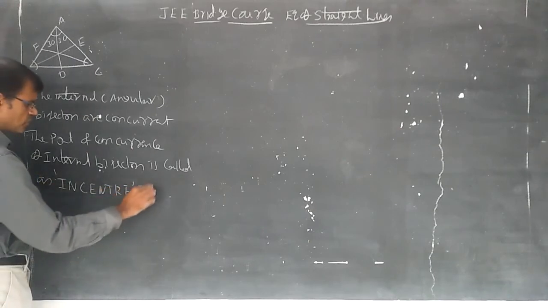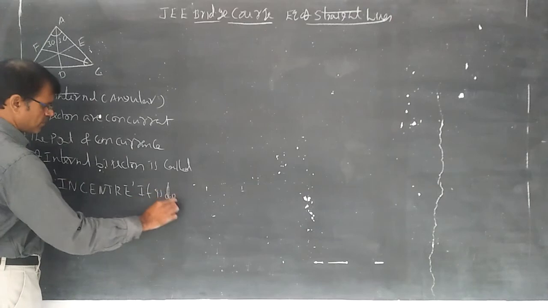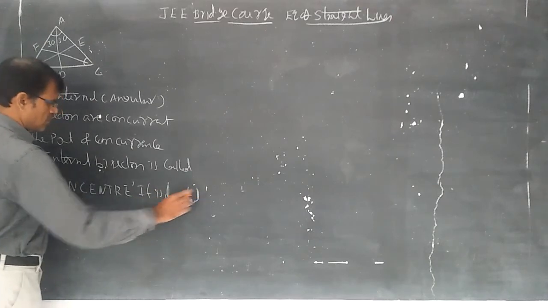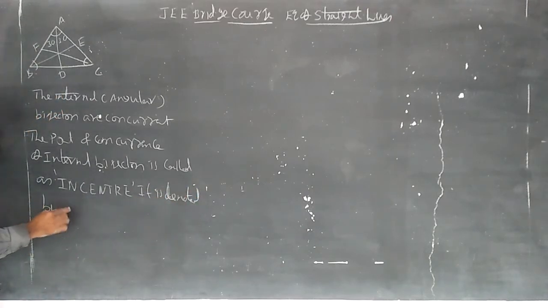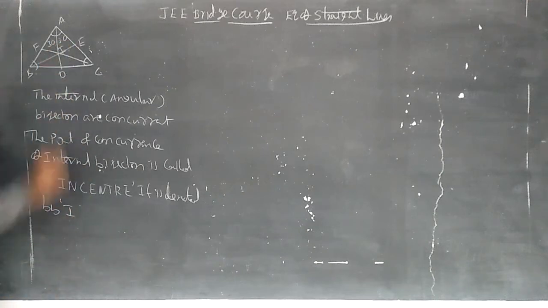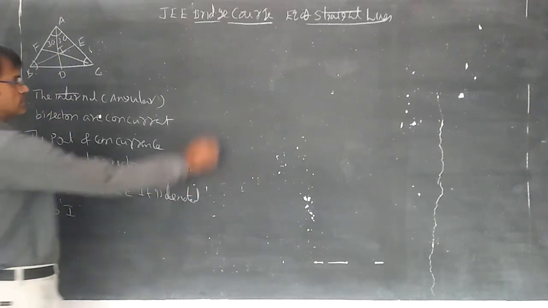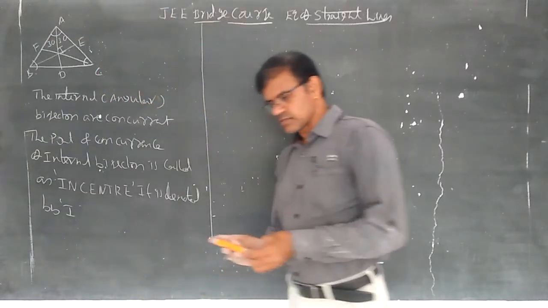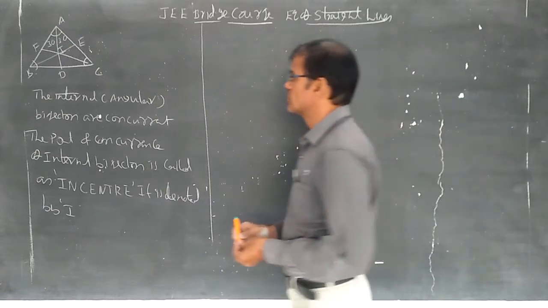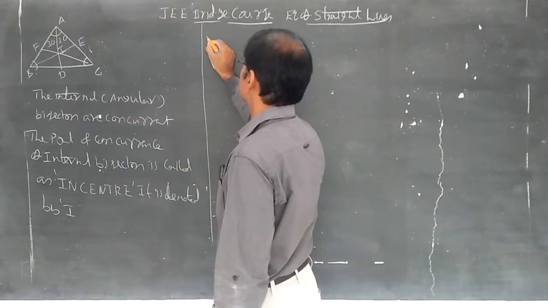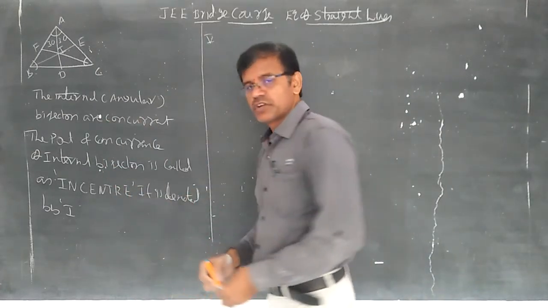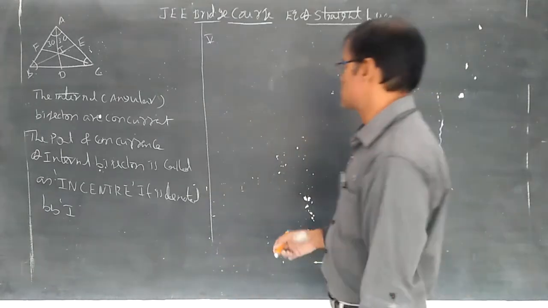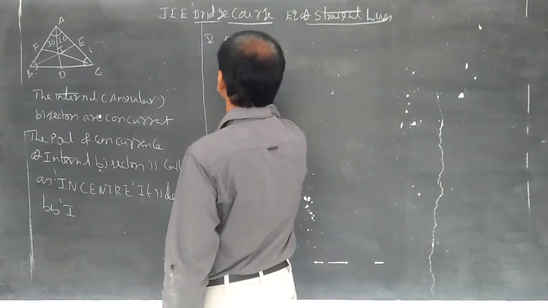It is denoted by I. This is I. This is the concept, students, and I think 4 concepts we say. Now let us discuss the 5th concept.